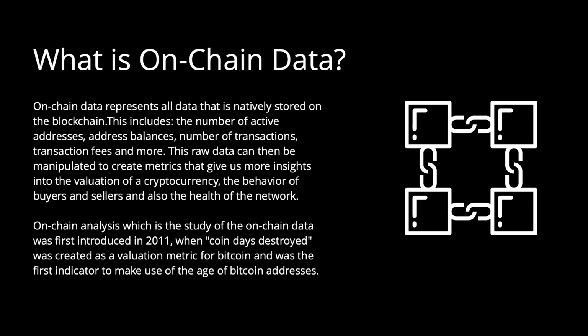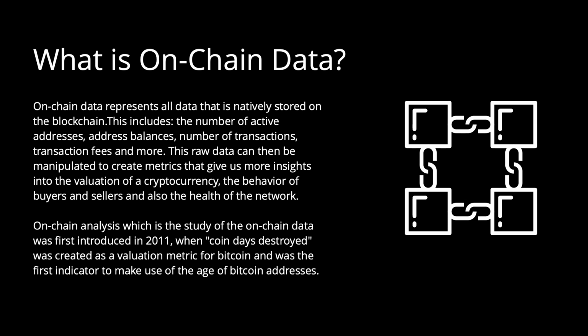So this data includes number of active addresses, address balances, number of transactions, transaction fees, and a lot more. And like I was saying, this data can then be manipulated to create certain metrics that will give us more insights into a lot of different things, such as the valuation of a specific coin. We can take a look at the behavior of buyers and sellers. We can look at money flowing into exchanges, out of exchanges. We can take a look at stablecoin printing and all kinds of things like that. And also we can look at the overall health of the network. So that is what on-chain data is.